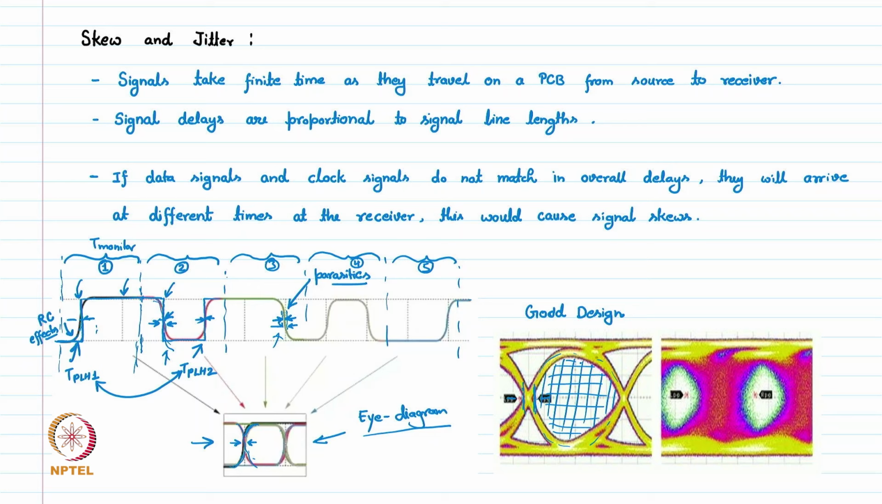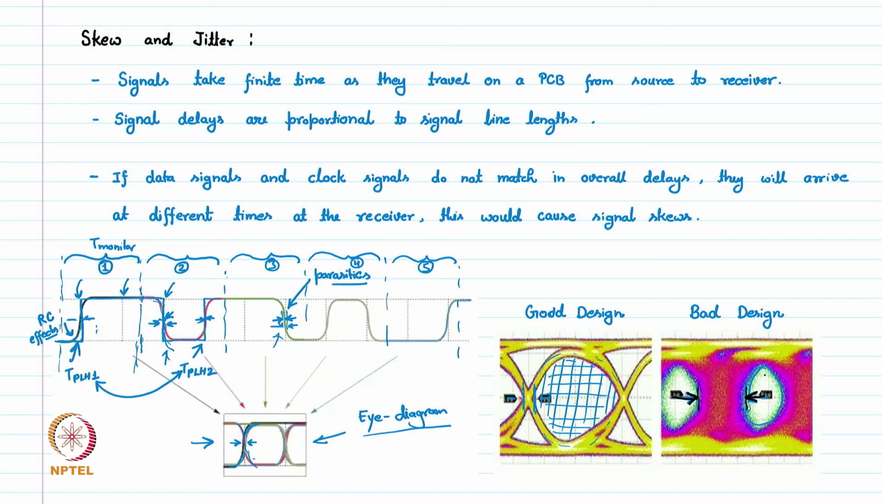this area is very much larger. However, this is a bad design, or we can say bad for high speed design, where the eye opening is very small, and we see the rise and fall delays are not very equal. This is the rise and fall delay difference in the best case and the worst case.